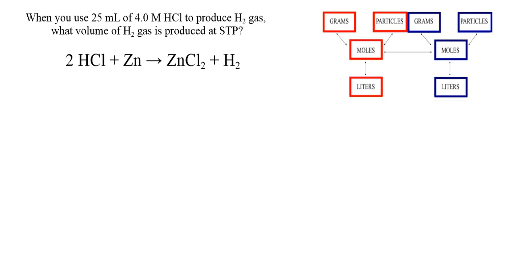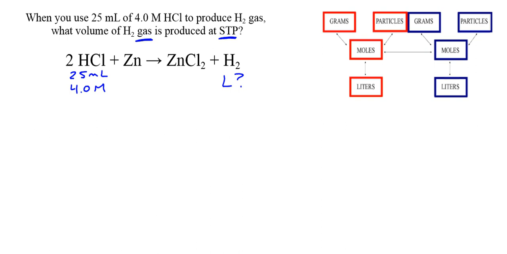Here's our next problem using an equation that we just had in our first problem. But again, let's organize our information. It says when you use 25 mL of a 4 molar HCl, so I'm going to write that down immediately. I have 25 milliliters of 4 molarity to produce hydrogen gas. What volume of gas, okay, it's going to be important, gas is produced at STP. So what volume of gas is at STP?